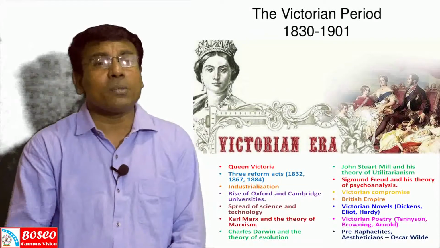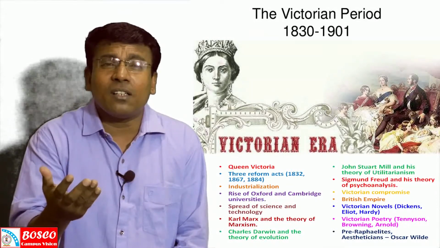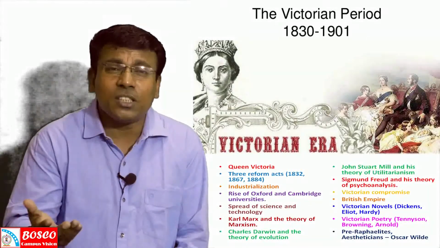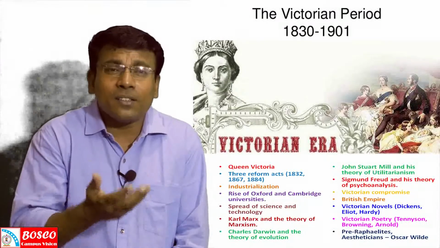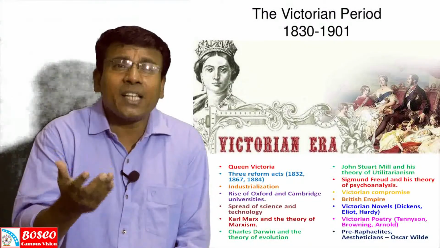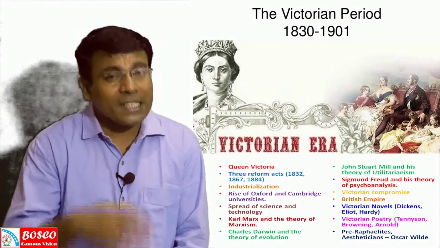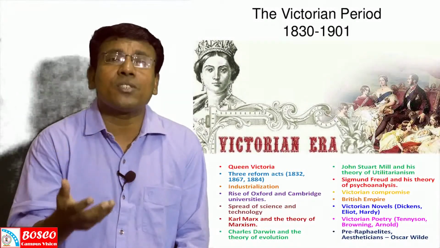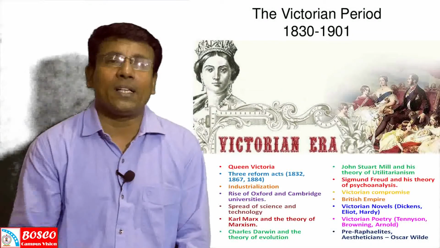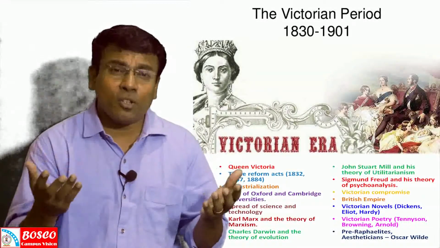We also discussed the pre-Raphaelites, the fleshy school of poetry, who shared the theme of art for art's sake with the aestheticians. And in our last lecture, we talked about aestheticism with special reference to Oscar Wilde. So my dear students, with this we are coming to the end of the first unit.